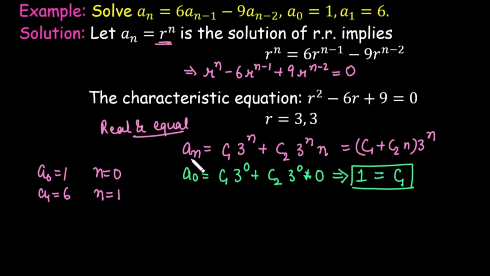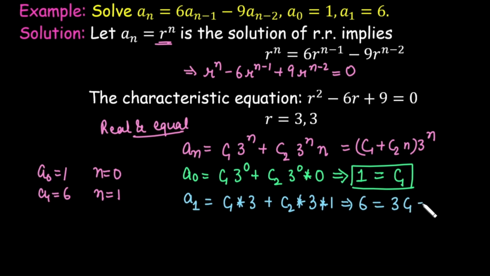Now put n is equal to 1 here. We can write a1 is equal to c1 3 raised to power 1, that is 3, plus c2 3 raised to power 1, that is again 3, and here 1. The value of a1 is 6. That is 3 times c1 plus 3 times c2. And the value of c1 is 1. Put it there and evaluate the value of c2. This is equal to (6 minus 3) by 3, that is equal to 1. In this case, the values of c1 and c2 both are equal to 1.